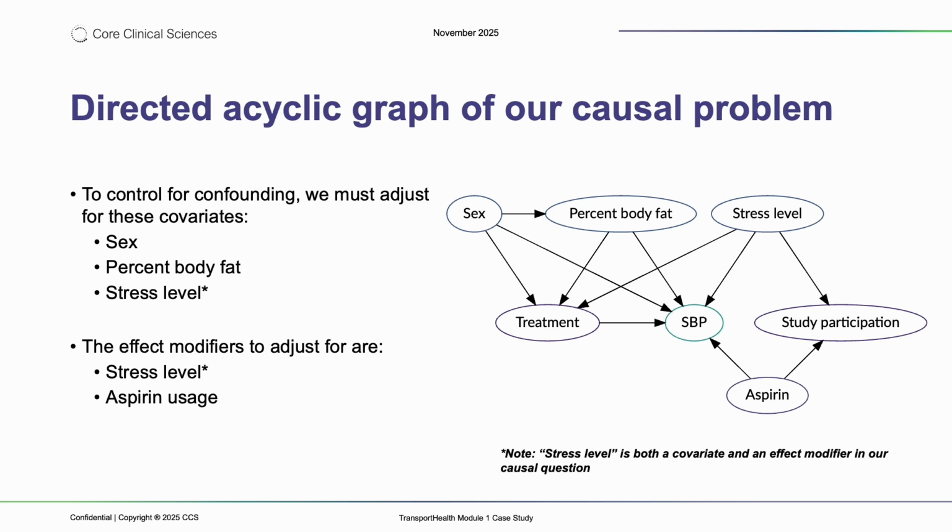In this case study, we're going to adjust for sex, percent body fat, and stress level as covariates that are potential confounders. And then we've identified stress level and aspirin usage, or MED2 in this data set, as our effect modifiers that we want to adjust for.